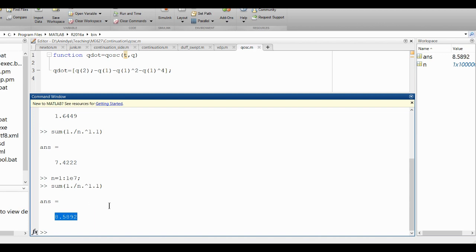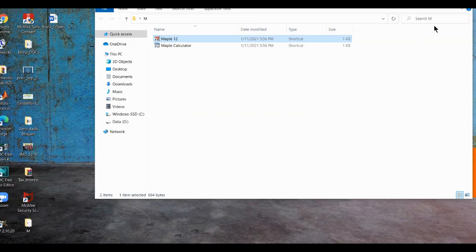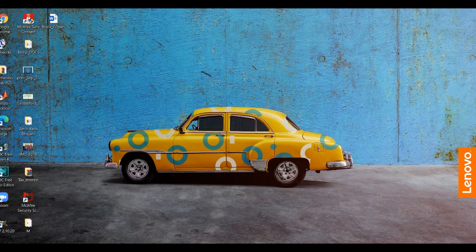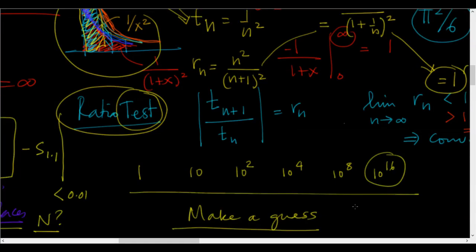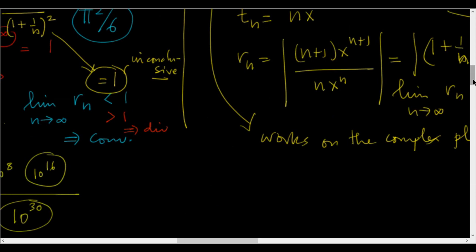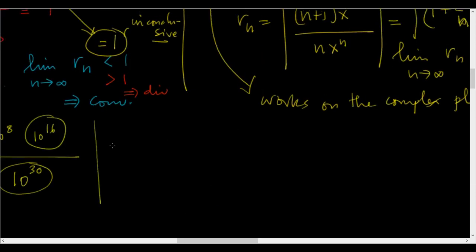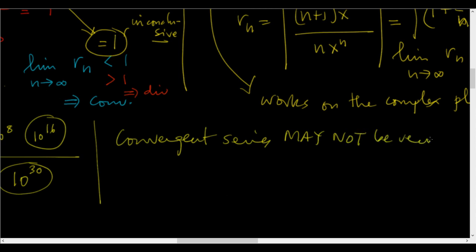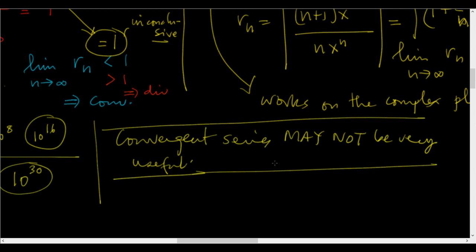In fact, the number of terms required, you can estimate it, and it is very large. The number of terms required is actually something like 10 to the power 30 terms. So although this is a convergent series, it may not be very useful. Okay, that's another observation.